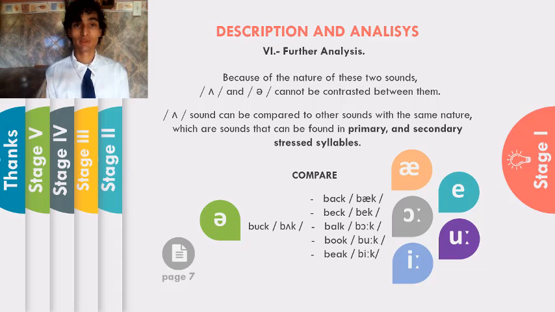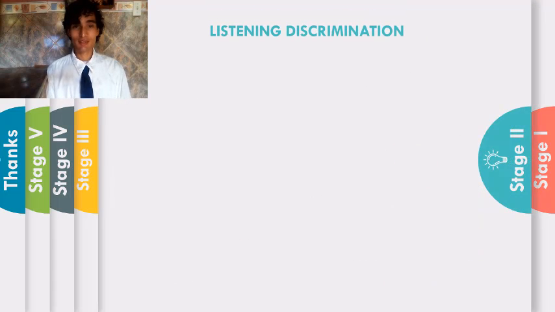Now, due to the different nature of these two sounds, we can see that unstressed schwa is always unstressed. It is always weak, and I cannot emphasize this more. Unstressed schwa is always weak, and stressed schwa is always stressed. So you can find stressed schwa in primary and secondary stressed syllables, and unstressed schwa always in unstressed or weak syllables. Now, moving on to the second stage, listening discrimination, let's have some input.